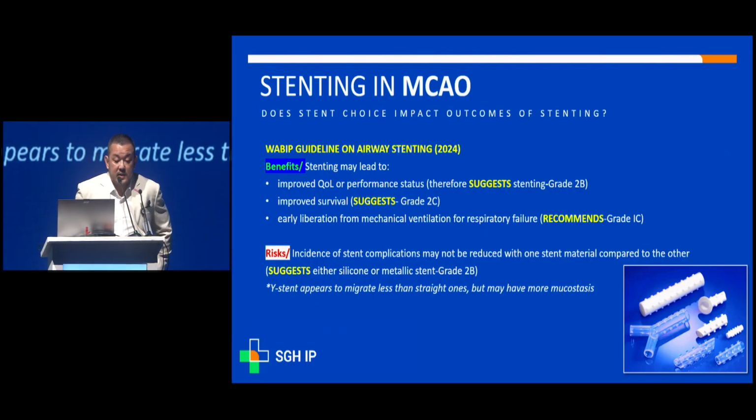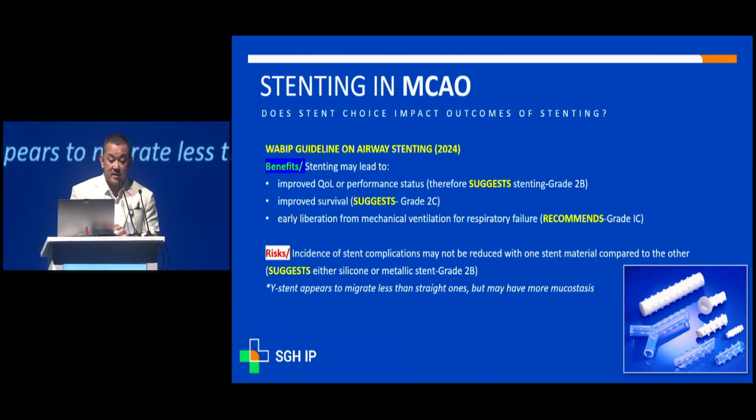So the question is, does stent choice impact outcomes of stenting? There is some discrepancy between the WABIP guidelines and the ACCP guidelines, which I'll talk about later. But in terms of benefits, we know at least that stenting may lead to improved quality of life, performance status, improved survival, and early liberation from mechanical ventilation for respiratory failure. Therefore, the WABIP guidelines suggest airway stenting. However, the ACCP guidelines suggest stenting only after the initial treatment has failed. So either the first bronchoscopic therapy or systemic treatment has failed, then you consider stenting.